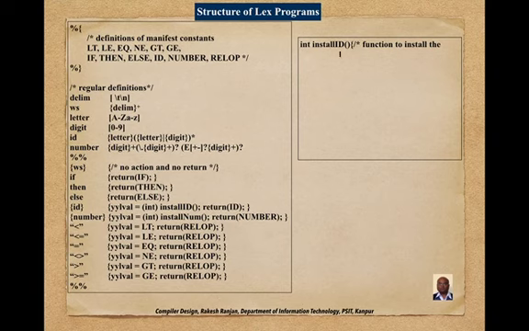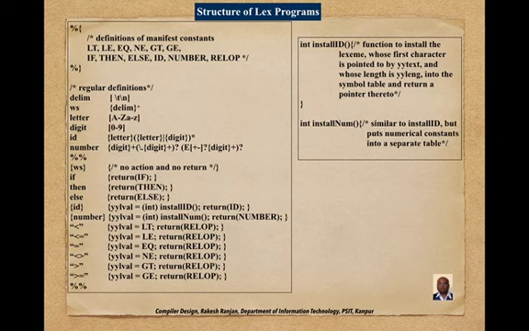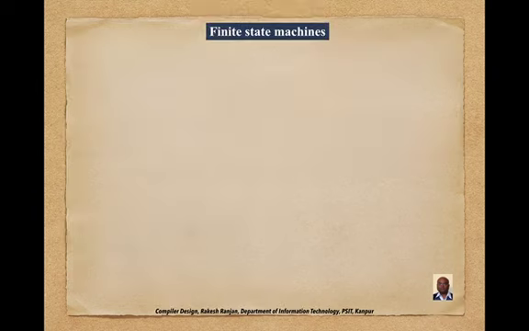And there can be installID. installID is a function that installs the value found for the first time in the symbol table and then returns the pointer to it. So there can be installNum. The numerical constant value can also be installed in the symbol table. So this is one of the examples of a Lex program for the tokens.